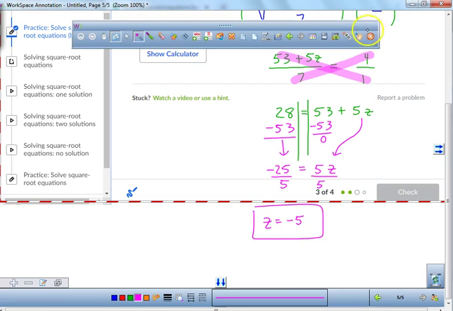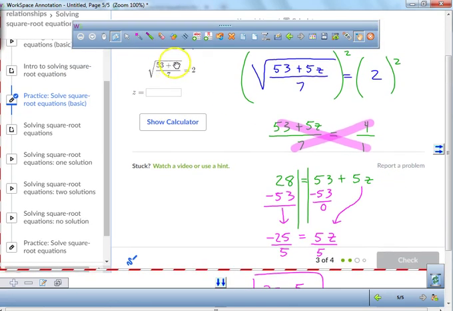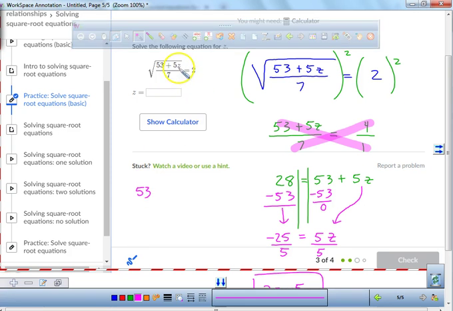Negative 5. So what would I have to plug in right here? I have to plug in a negative 5. Which, when we do that, if you took 53 and you plug in a negative 5 right there, that gets you minus 25 over 7, all inside of a radical. We know that 53 minus 25 is 28. 28 divided by 7 is 4.